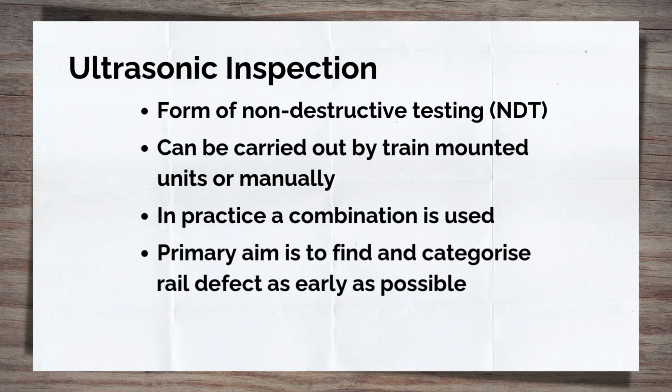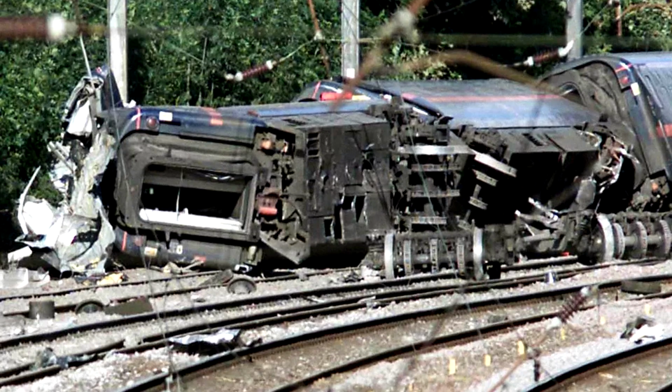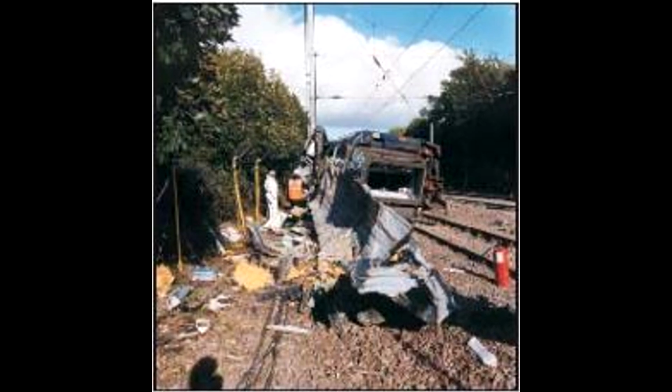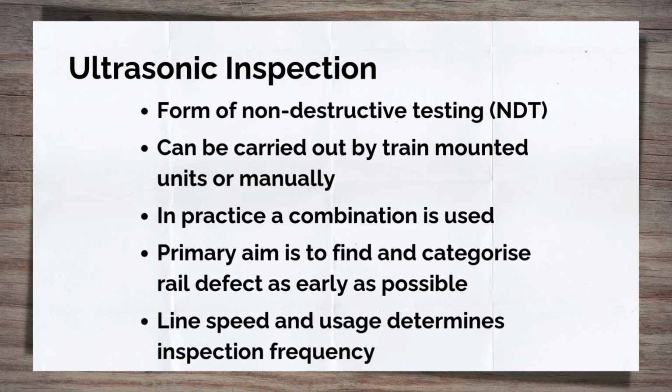The primary aim of ultrasonic testing is to find and categorise rail defects early so they can be managed and removed before they deteriorate to dangerous levels. This includes rolling contact fatigue, the rail defect that caused the fatal incident at Hatfield. Similar to the BVI inspections, the line speed and usage of the track determines how often ultrasonic inspections are required.